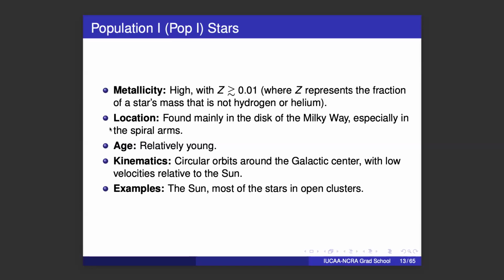Their kinematics are like this. And examples are the sun and most of the stars in open clusters. So open clusters are commonly found in the disk of the Milky Way. And this is where new stars are typically born, in the disk of the Milky Way. Okay.